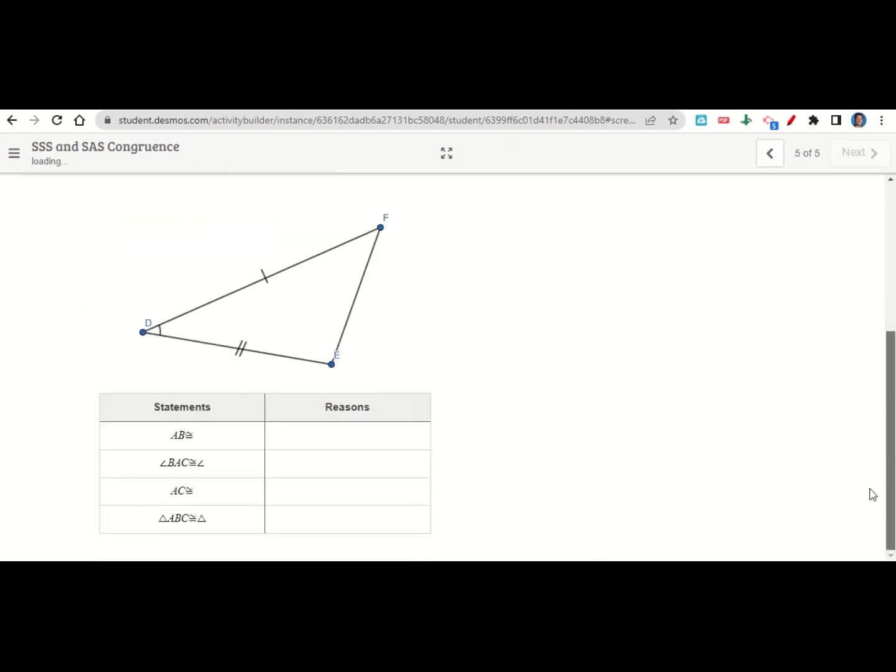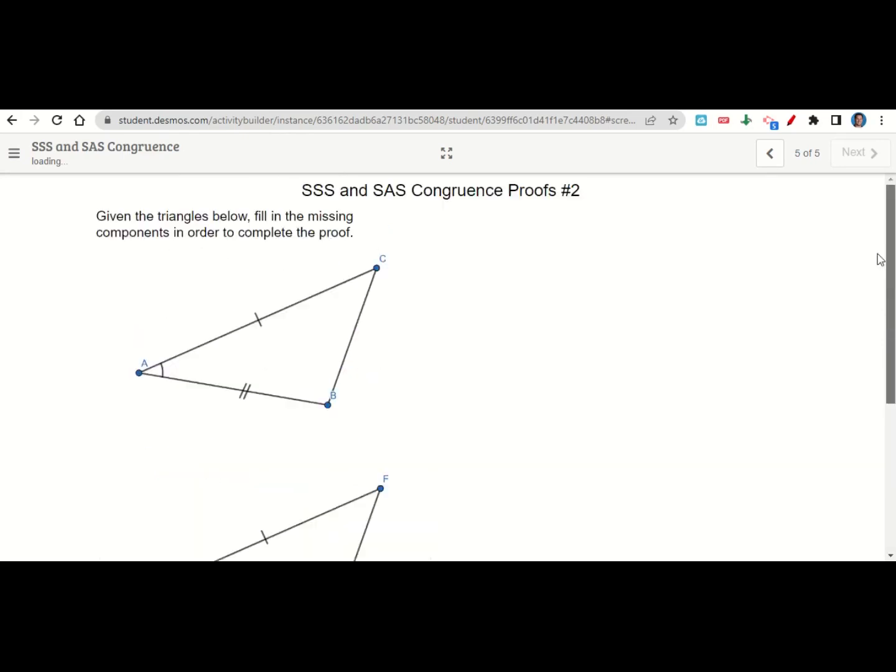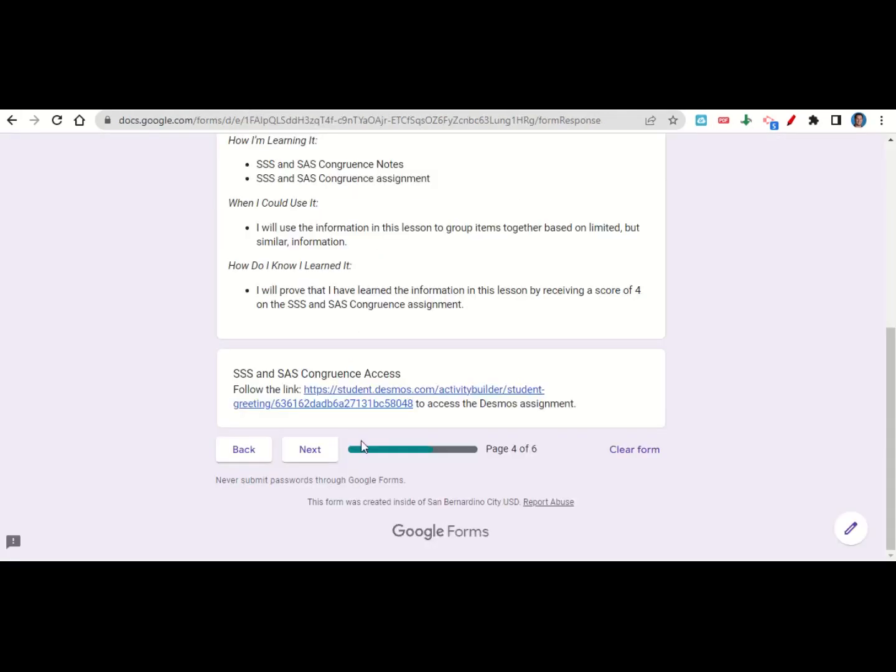And then for the next one, you'll do the same thing. You'll answer each of these parts, fill in the statements, and then fill in the reasons. And then when you're done with that activity, you'll go ahead and go back to your Google form and click Next. This will take you to your Before You Go. Go ahead and fill out your Before You Go, and then submit your work on Google Classroom.